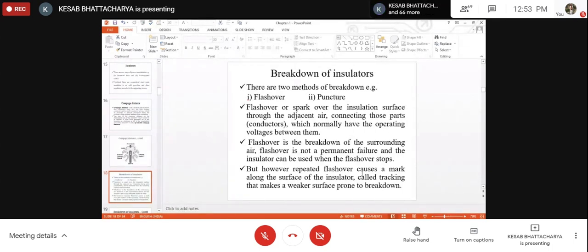Flashover means, I repeat, it is the ionization of the air in contact with the outside surface of the insulator, and it occurs between the two electrodes which have the operating voltage between them.